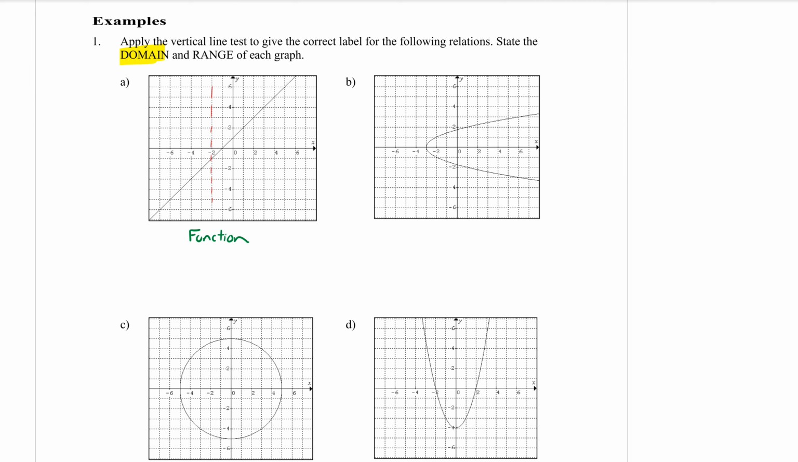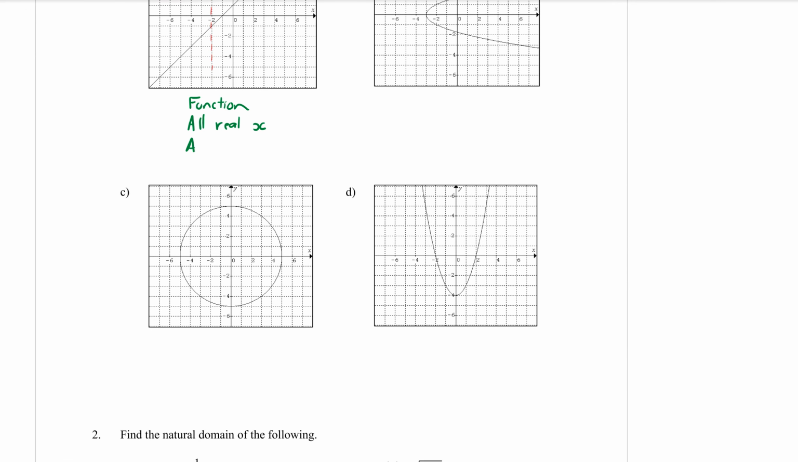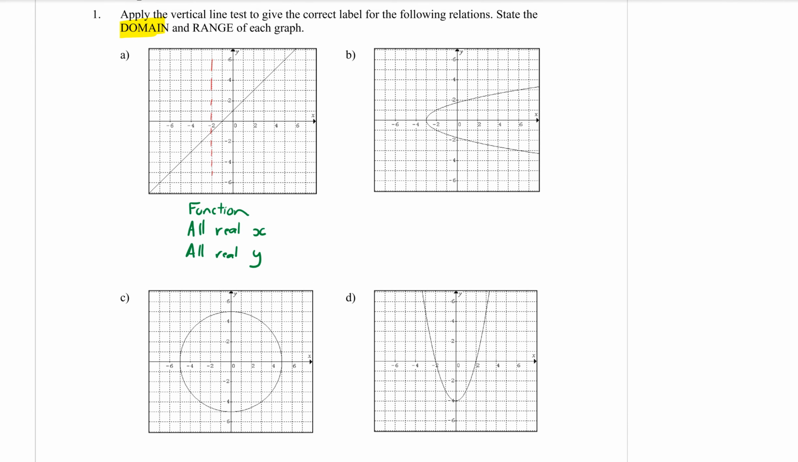No. I mean, I could make the graph even bigger and go further out that way or further this way. I can sub any x value in I want. So for straight lines, they're always, unless they're vertical, that's a catch. But for sloping straight lines, they are always all real x for domain. What about the y values? Is there any y values that I cannot have? No. So again, for a sloping straight line, it's going to be all real y values as well. Okay, so that straight lines hopefully are the easy ones. All real x and all real y.